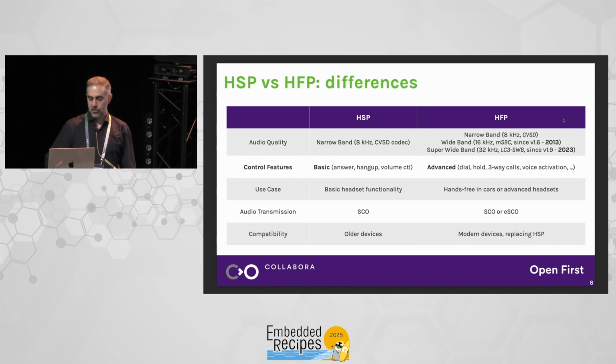And HFP, initially, didn't support anything else than the CVSD codec, which is the very basic, mandatory one. It has 8 kilohertz of voice bandwidth. But nowadays it supports more because support for wideband was added in 2013 and for super wideband in 2023. So it can have good quality audio nowadays. Initially, it didn't have good quality audio. It was very bad.